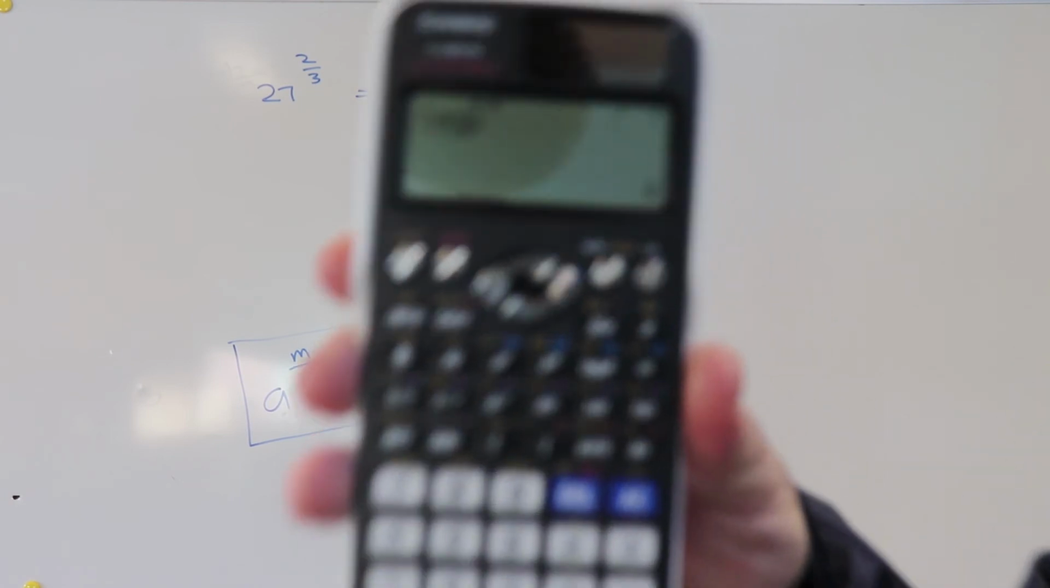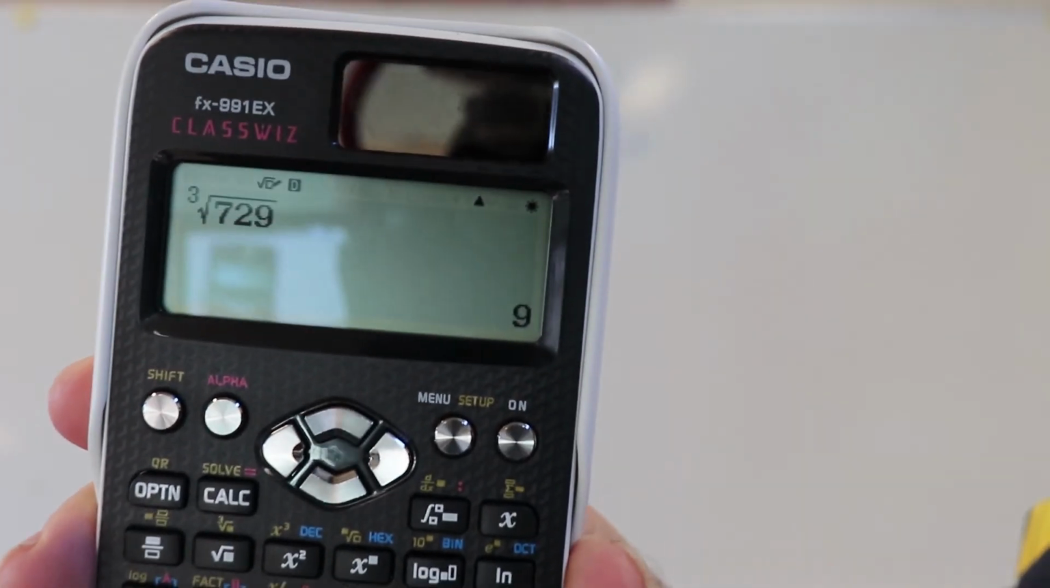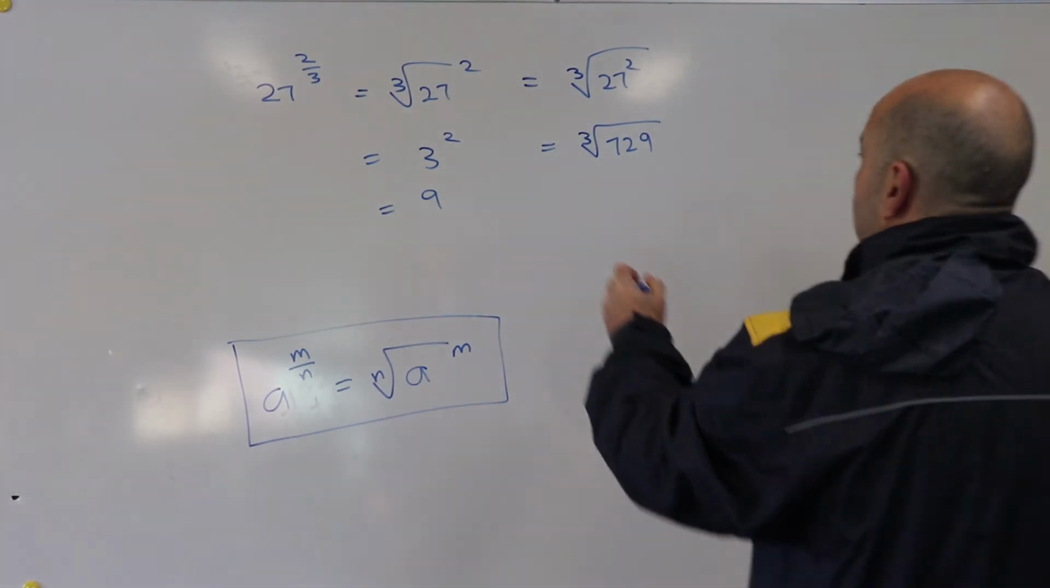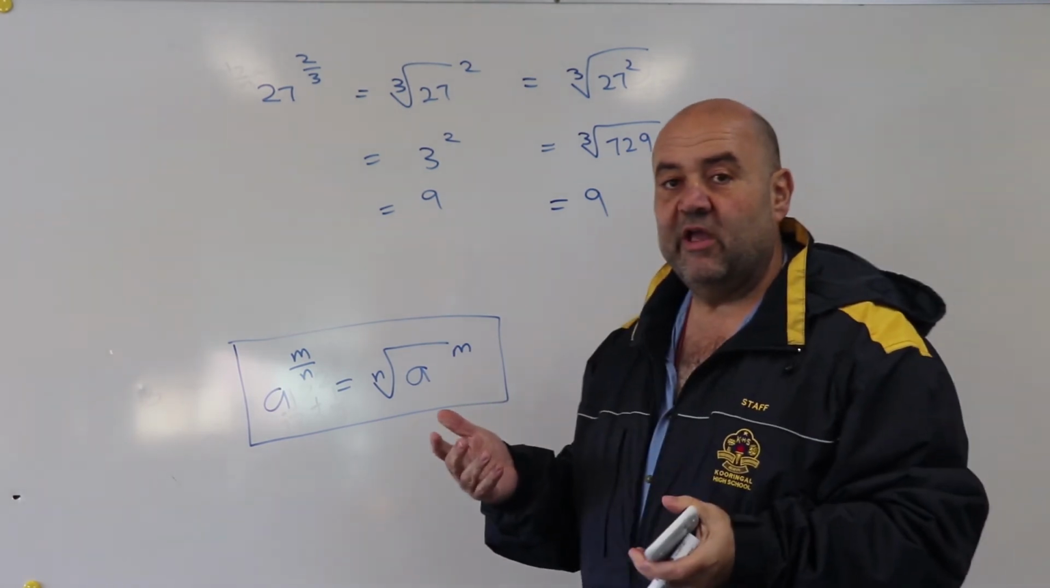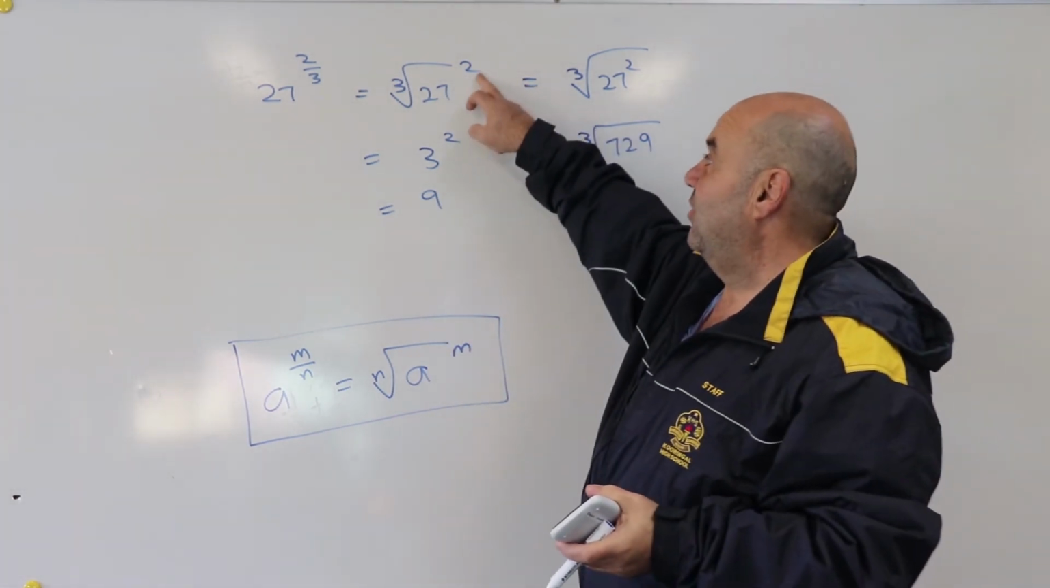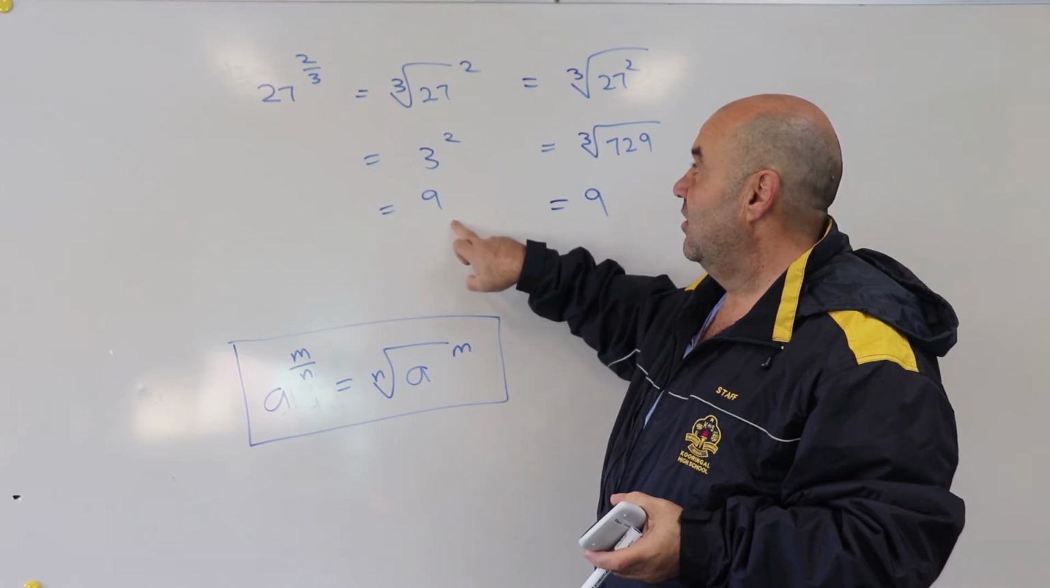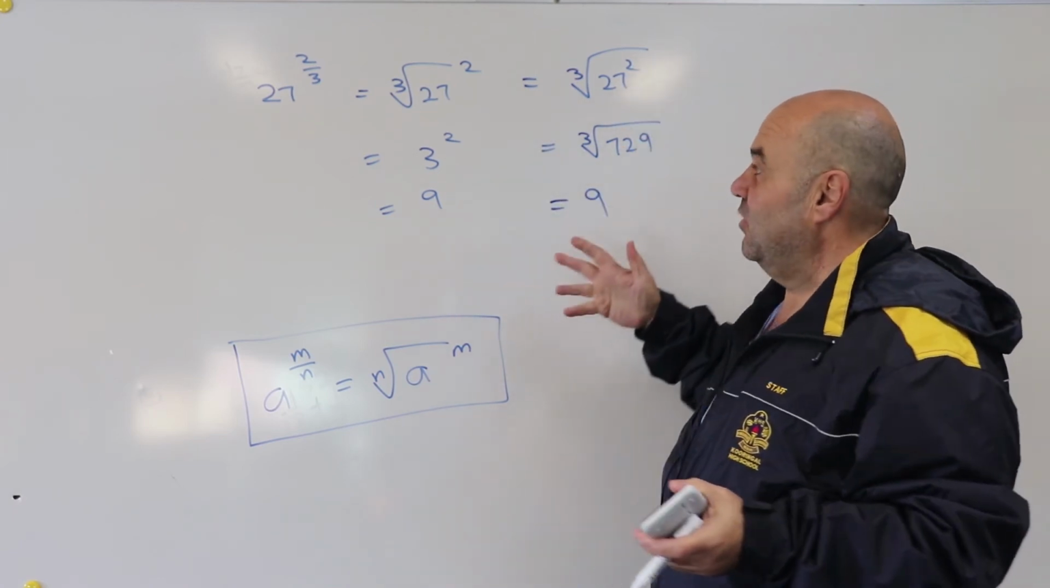Well, there you go. You can see the cube root of 729 is 9. So it doesn't matter which way we apply the index law. The power can be done last or the power can be done first. It doesn't matter which way.